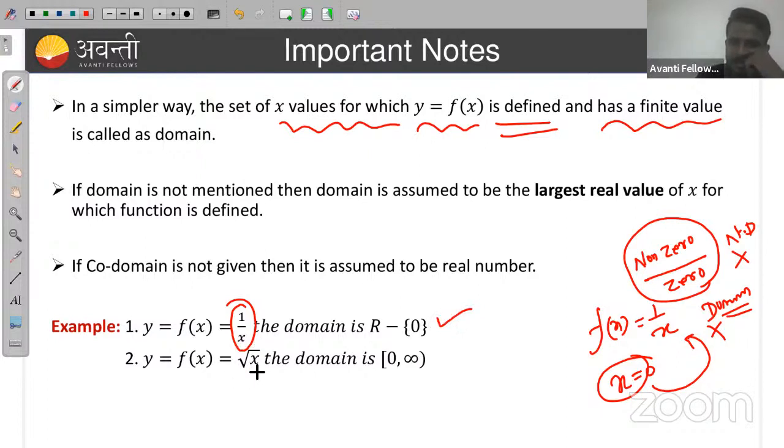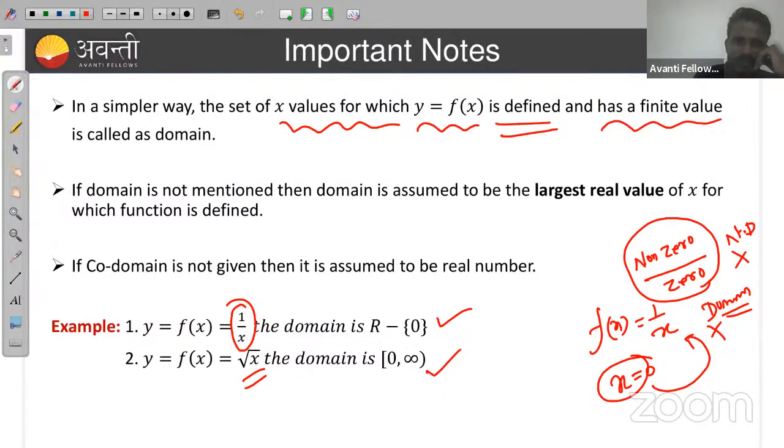Now for the function √x, any negative number is not defined: the root of -2 is not defined, the root of -3 is not defined. The minimum value should be 0. From 0 it is defined, and any positive input you can give is defined. Using a calculator or even a supercomputer, we can calculate the square root of any bigger or smaller number. So the domain is 0 to infinity.